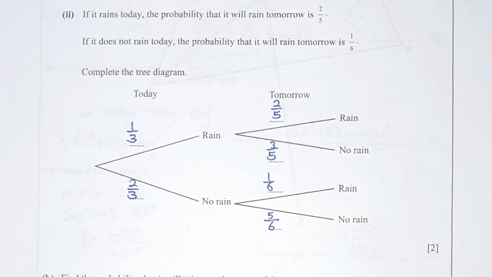And for the next day, if it's rain on the first day, the next day for it to rain will be 2 over 5, and no rain will be 3 over 5. Whereby if the first day is no rain, hence the following day for it to rain will be 1 over 6, and no rain will be 5 over 6.